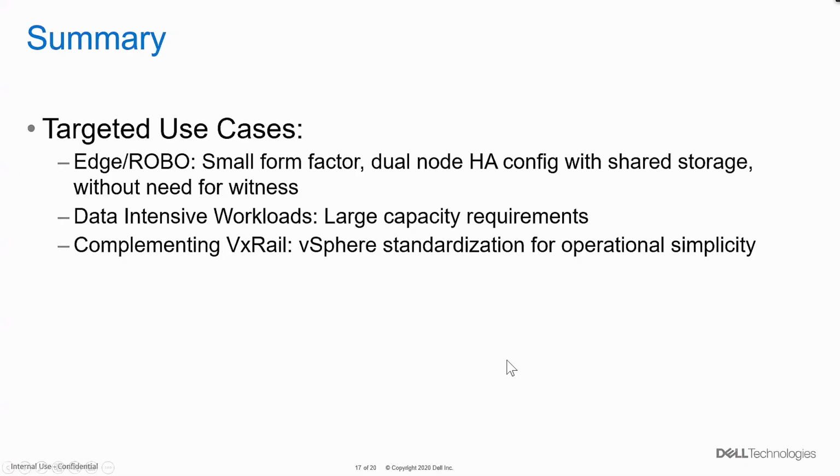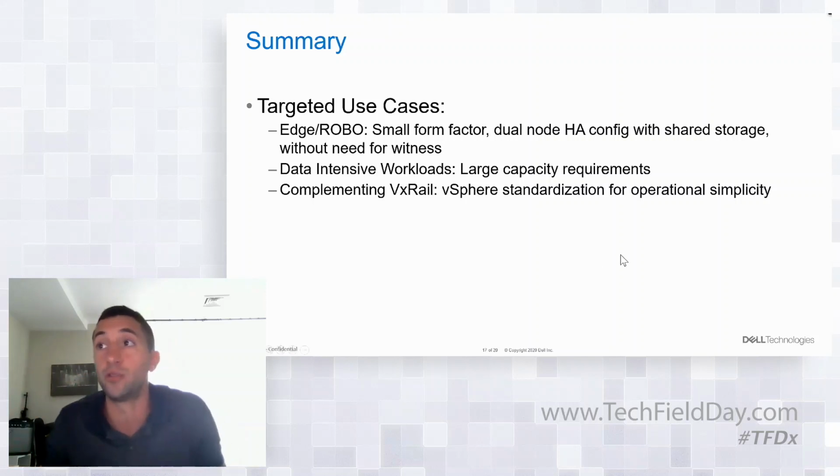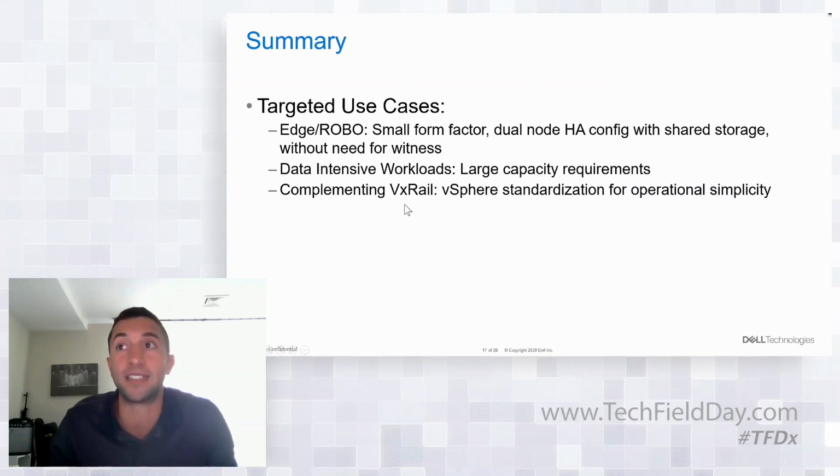So in summary, again, what we're seeing for the use cases that it's being adopted for is edge and ROBO, again, due to the small form factor, where you have a dual node HA config with shared storage without the need for a witness and all the PowerStore data services. For data-intensive workloads that have large capacity requirements. And last, we're also seeing PowerStore complementing VxRail with the vSphere standardization being of value for operational simplicity.